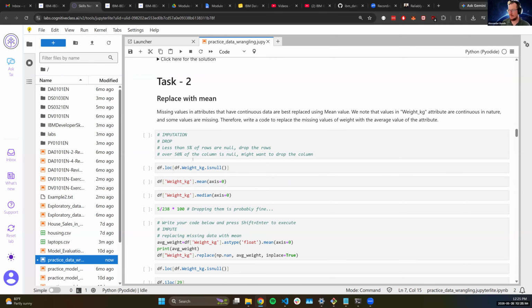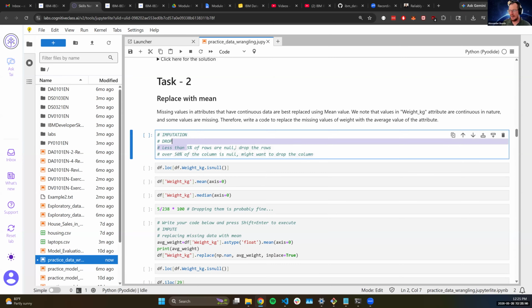So again, my bias is mostly that if less than 5% of rows are null, then drop the rows. That's just my own personal heuristic. But in our case here, we're going to end up imputing them.